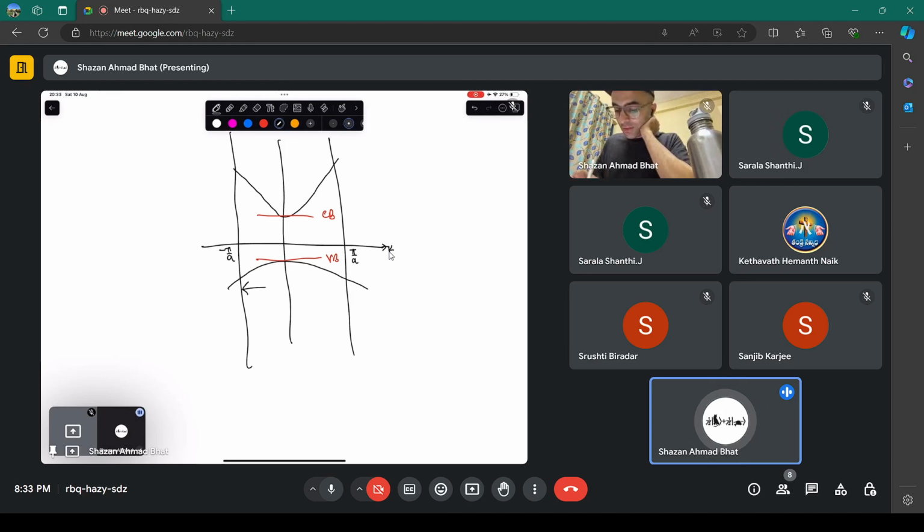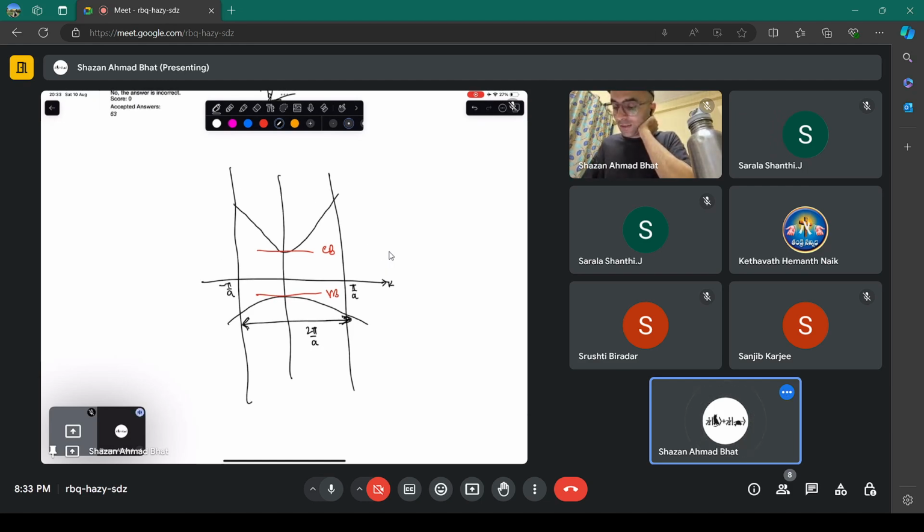Alright, and this overall thing is 2 pi by a. So when I told you that this particular thing is having, it's this particular thing is not even continuous. It is actually discrete states here for the electrons. But they are so closely spaced that it appears to be continuous. These are not even continuous states.